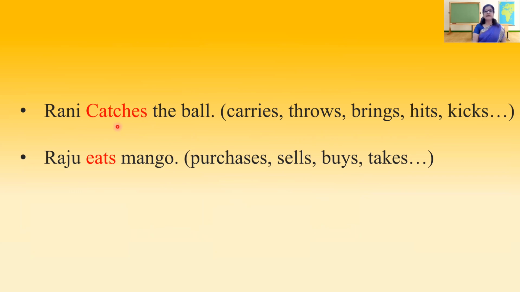Rani catches the ball, Rani carries the ball, Rani throws the ball, Rani brings the ball, Rani hits the ball, Rani kicks the ball. So third person singular: Rani means he, she. Now Raju, third person singular, he. Raju eats mango. Raju purchases mango. Raju sells mango. Raju buys mango. Raju takes mango.